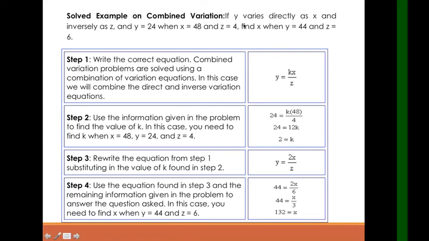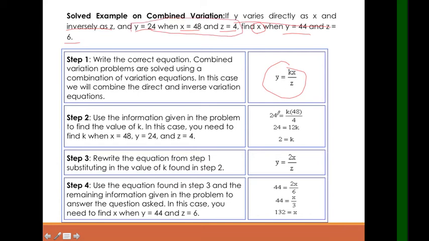Here, y varies directly as x and inversely as z. So, this is its equation. Directly as x and inversely as z. So, we will use our pen first to solve this one. And this is the formula for this statement. If y is equal to 24 when x is equal to 48 and z equals 4, find x when y is equal to 44 and z is equal to 6. First, let's solve for k using this given.